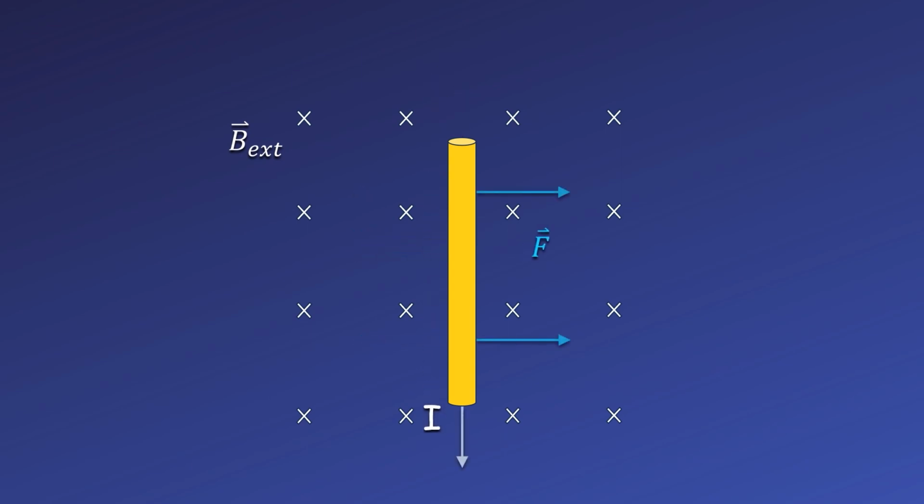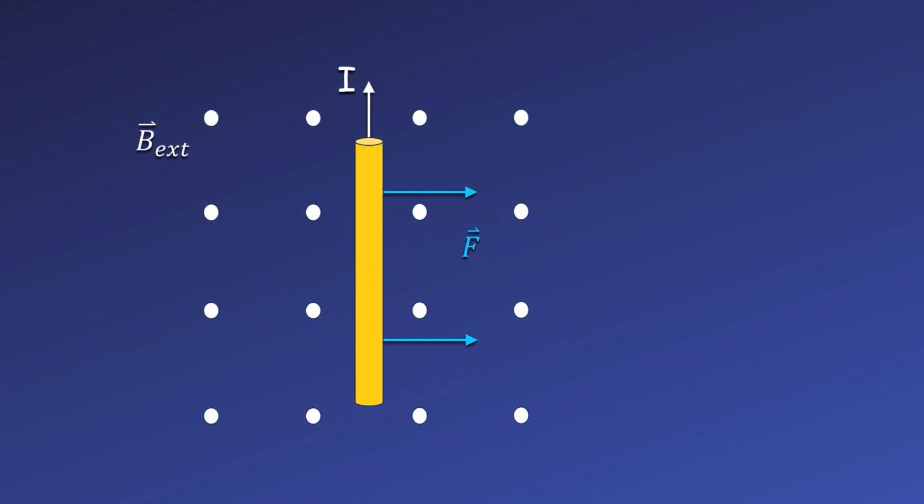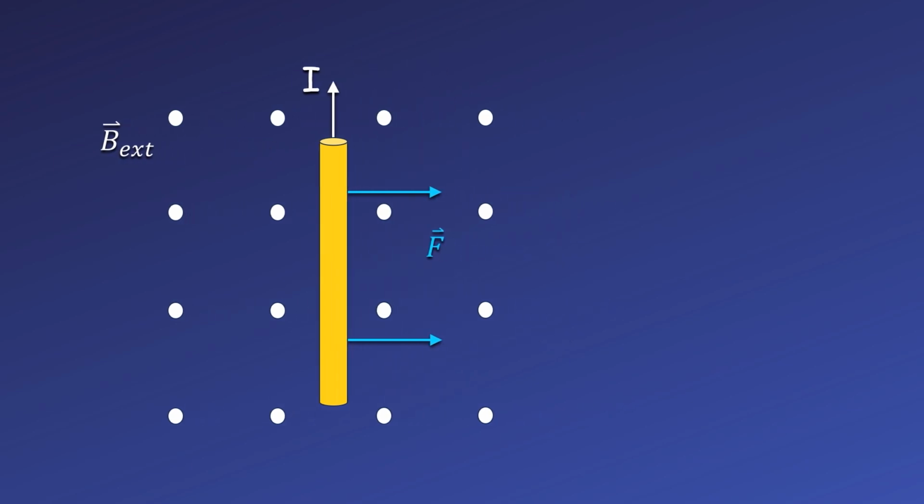If we swap the direction of current, now positive charges are moving downward, so the right-hand rule gives us a force in the opposite direction, or to the right. If we leave the current direction the same, but make the magnetic field point in the opposite direction, again the force will flip and be in the opposite direction, or to the left. And finally, to look at the final case, we'll swap the direction of current again, and then get a force back to the right.